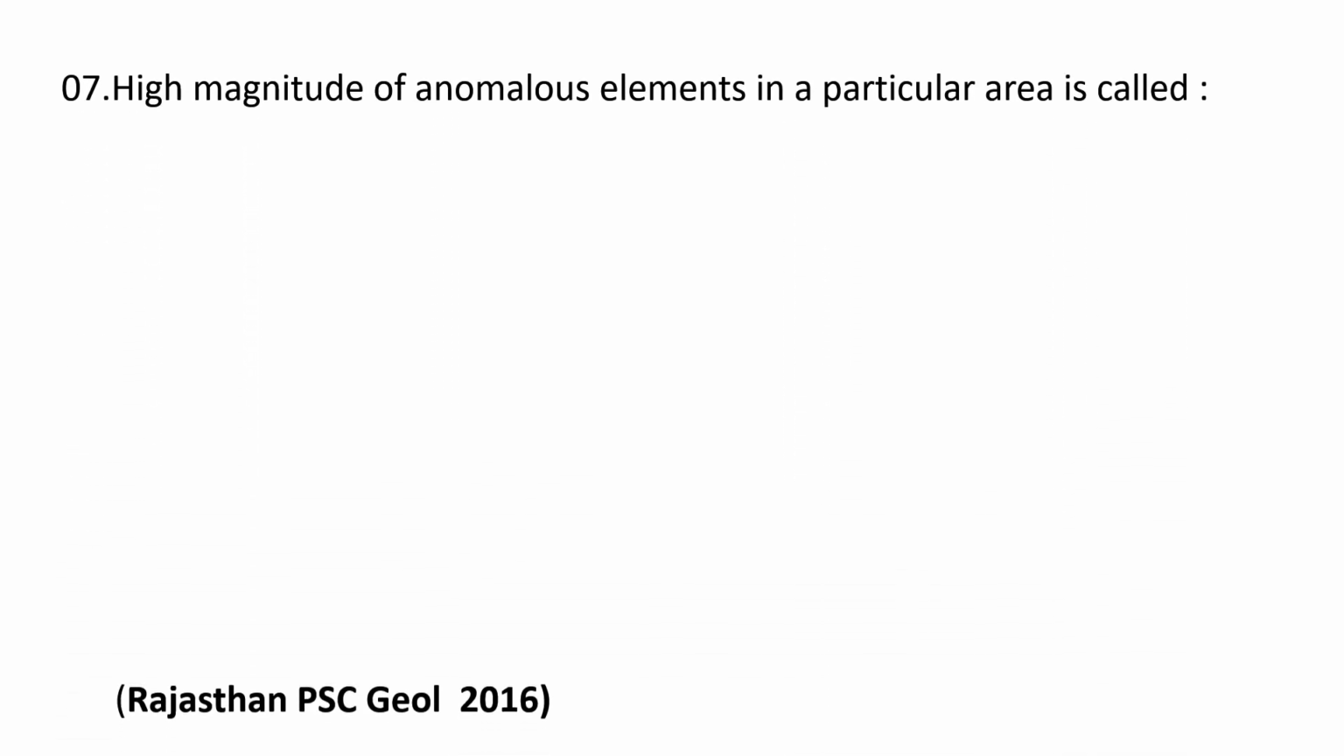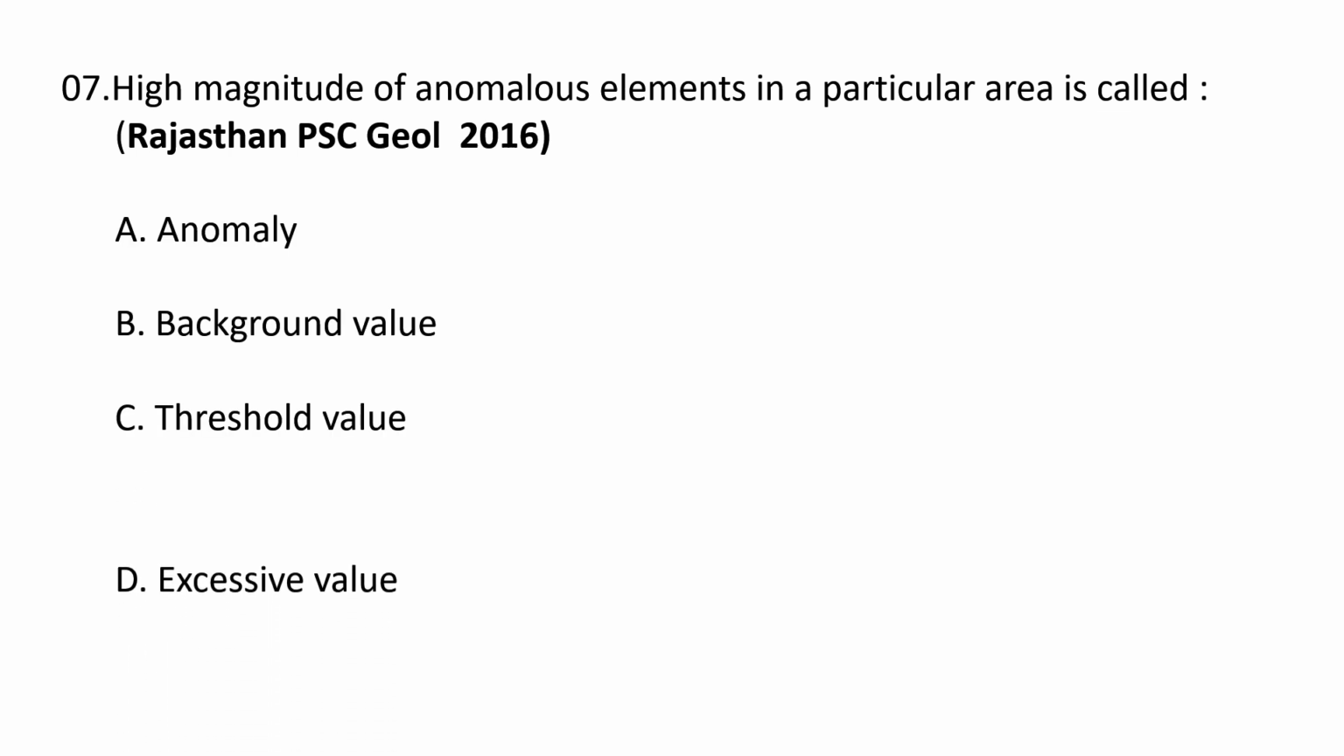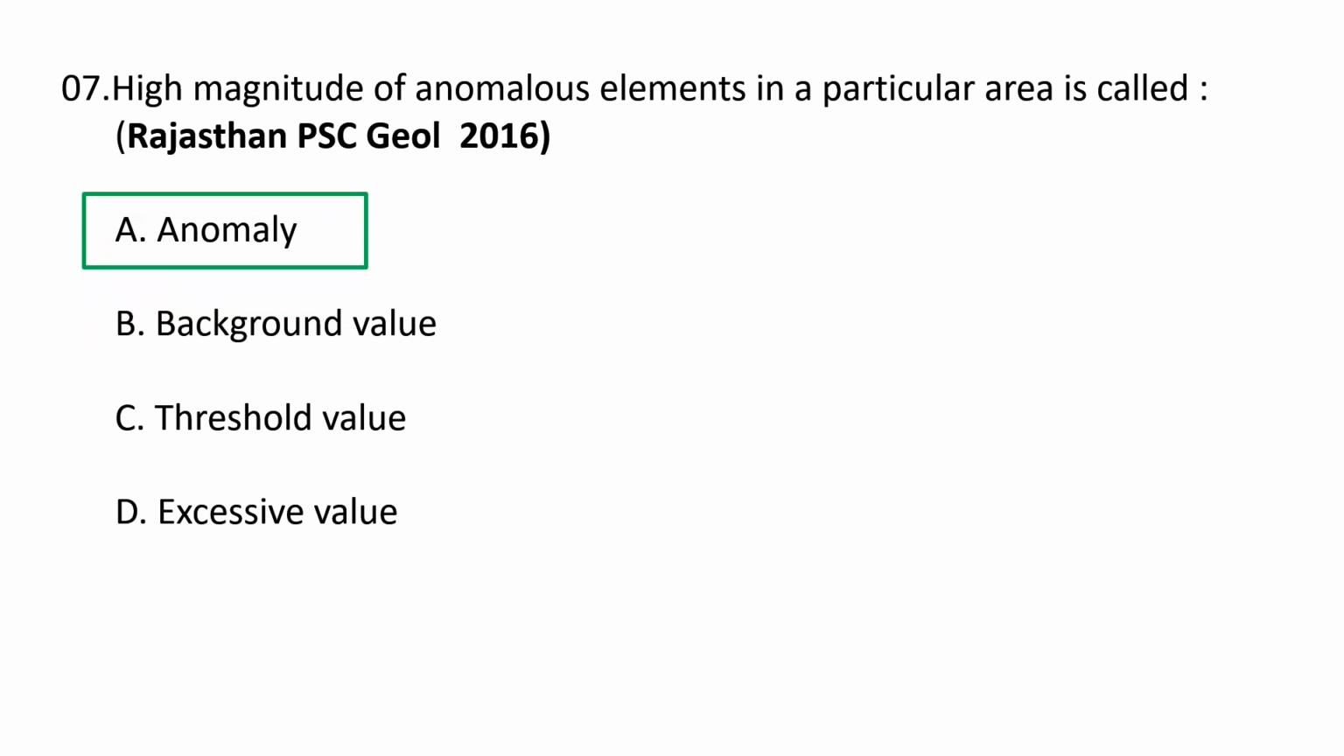Next question. High magnitude of anomalous elements in a particular area is called A. Anomaly, B. Background value, C. Threshold value, and D. Excessive value. The correct option is known as anomaly. Anomaly values are unexpected values in the data that are outside the normal range, and they can indicate problems or rare events such as hacking and other malfunctions. Anomaly analysis is a process that examines the data values for unexpected behavior, and they can reveal flawed data values, elements, or records. A, anomaly is the correct option.